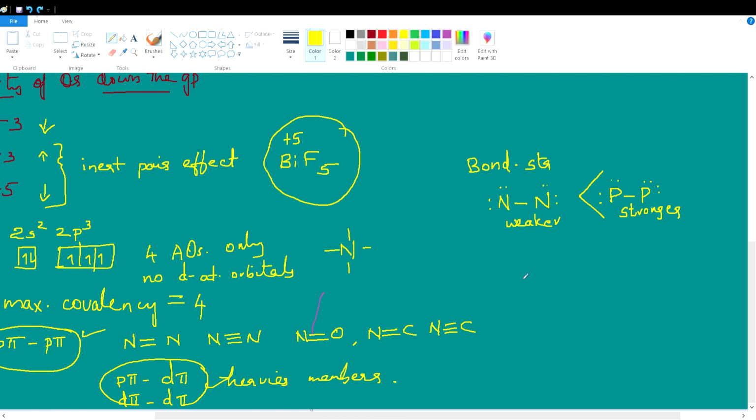Because of this property, nitrogen does not show catenation tendency, or the catenation tendency is weaker in the case of nitrogen. But all the other elements, phosphorus, arsenic, antimony, bismuth, show catenation. In nitrogen, the catenation tendency is very weak due to the weak single bond between nitrogen atoms.